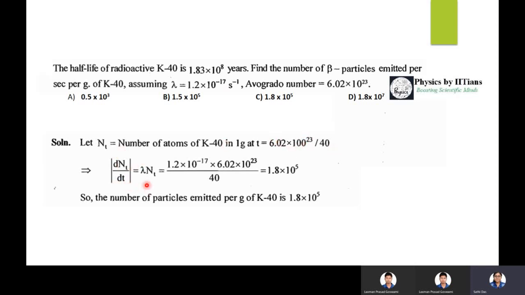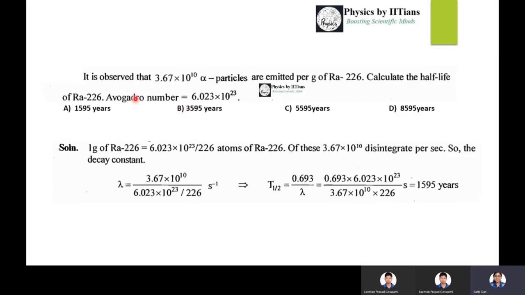So dN by dt can be written as lambda into Nt. So it is 1.2, that is the lambda here, into 10 to the power minus 17, into Nt, that is 6.02 into 10 to the power 23 divided by 40. So this will give you 1.8 into 10 to the power 5. So the number of particles emitted per gram of K40 is 1.8 into 10 to the power 5. So look how much easier this kind of questions are, you will easily get the answer.